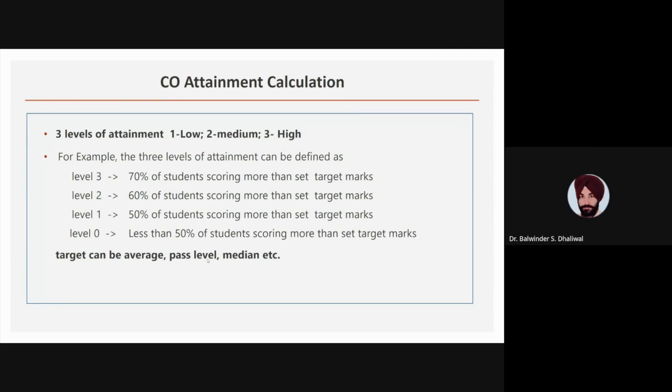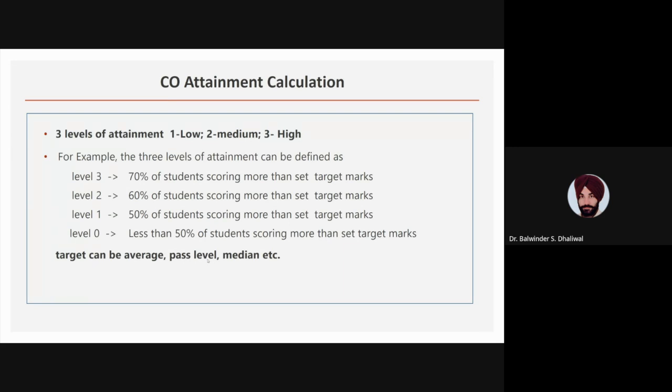That is suggested. We can set different targets for different subjects depending upon the level of the subject, the difficulty of the subject, and even depending upon whether we are teaching first year, second year, or third year. So we can set different targets. There is no hard and fast rule that we need to set a common target for all subjects. So it is okay if we set different targets.